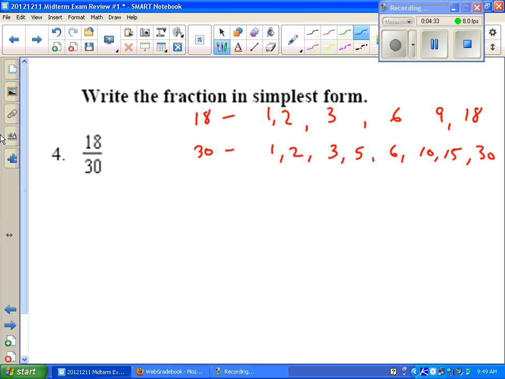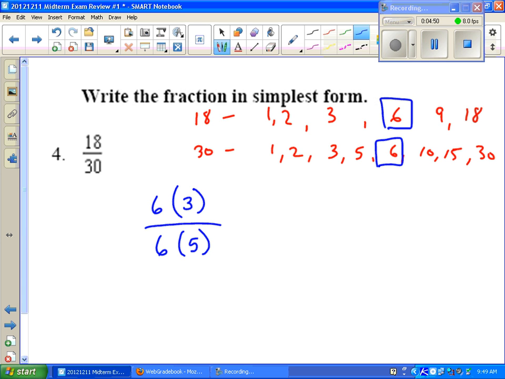You want to use the biggest one you can find, the greatest one. In this case, you could have used 2, but 6 is the greatest one you can use. So 6 times 3 gives you 18, and 6 times 5 gives you 30. So cancel out 6 divided by 6, and the simplest form of this fraction is 3/5.